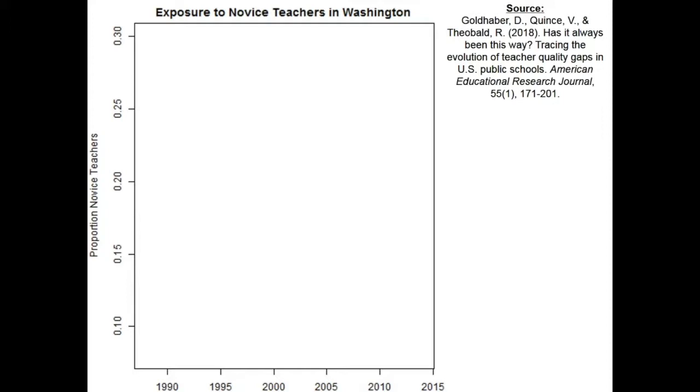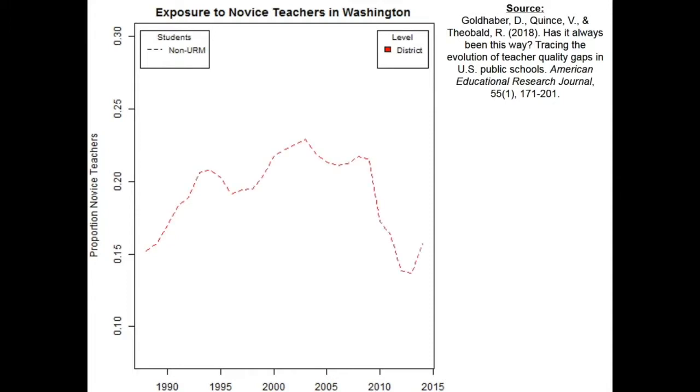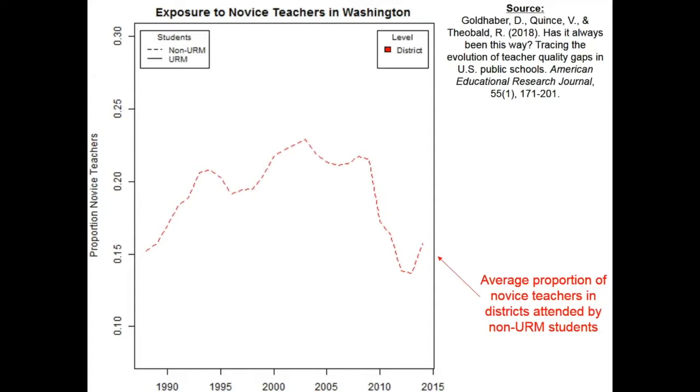And on the y-axis are the proportion of novice teachers teaching in schools and districts attended by different types of students. Let's start at the district level with non-URM students. URM stands for underrepresented minority, so these are Black, Hispanic, and American Indian students. When we look at non-URM students at the district level, here is how the proportion of novice teachers in districts attended by non-URM students has changed over time.